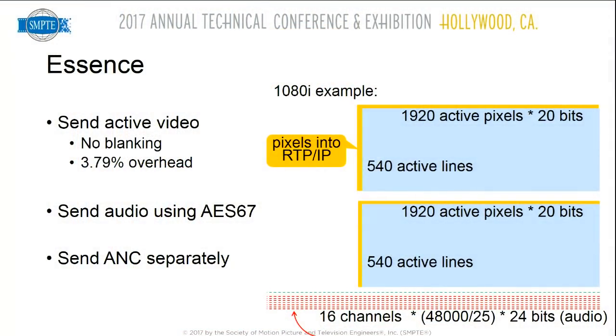And so with that, hopefully we've now made the one superpower standard. From an essence point of view, we're going to separate the audio, the video, and the metadata into three separate flows. So basically, we're going to send just the active video, wrap that up into a packet. We're going to take our audio and send that separately, and then we're also going to send the auxiliary space separately.